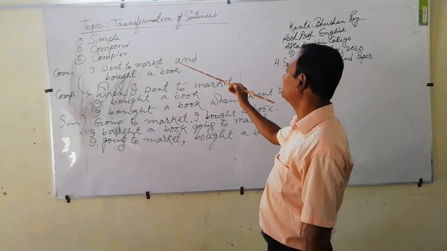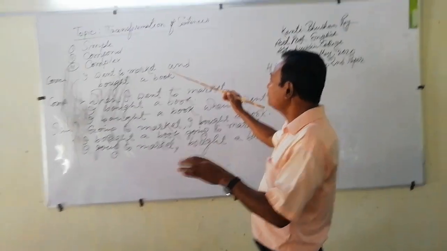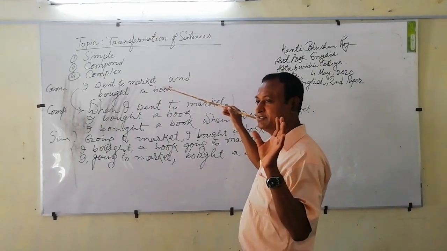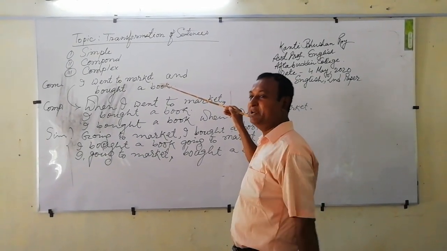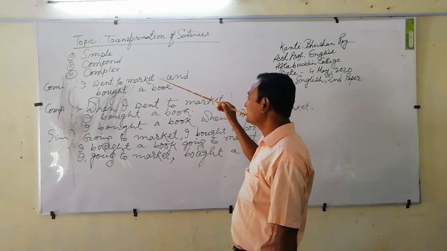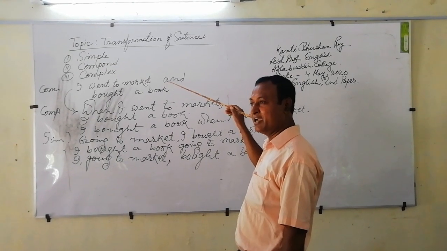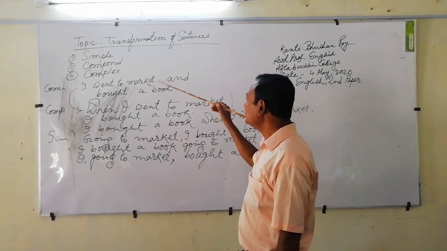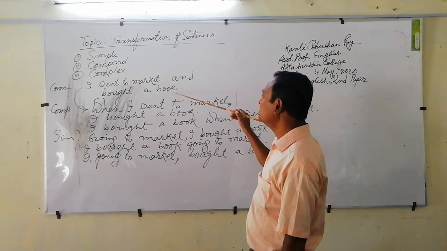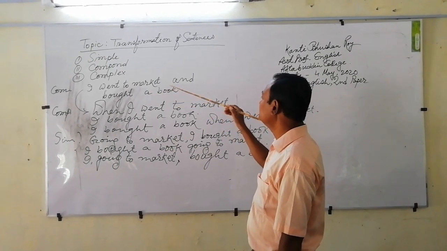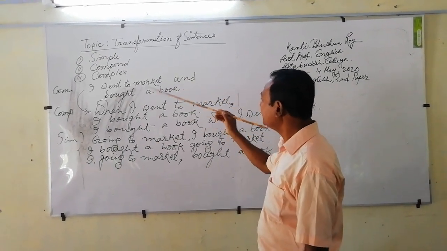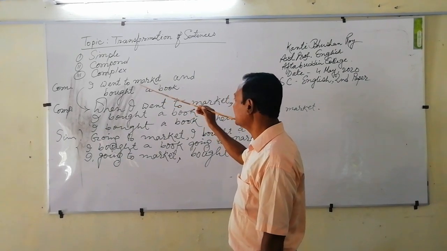This very compound sentence. You have to realize it. You have to understand the meaning, whether the sentence expresses any cause and effect or time. I went to market and bought a book. Here we find no cause and effect, but somehow, time.